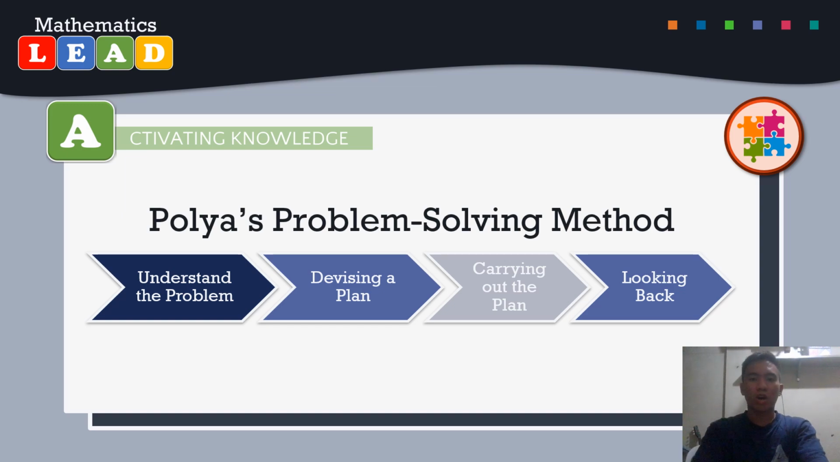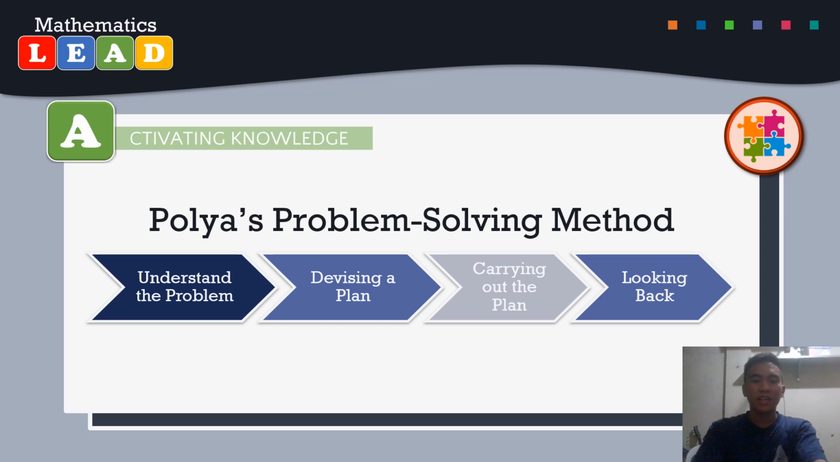Before we proceed to our lesson proper, let's first talk about Polya's problem-solving method. First, we have understanding the problem. This is the foundation of solving any problem. To understand the problem, ask yourself questions like, what is the question asking me to find? What information is given to me in the problem? Are there any unknowns I need to figure out?